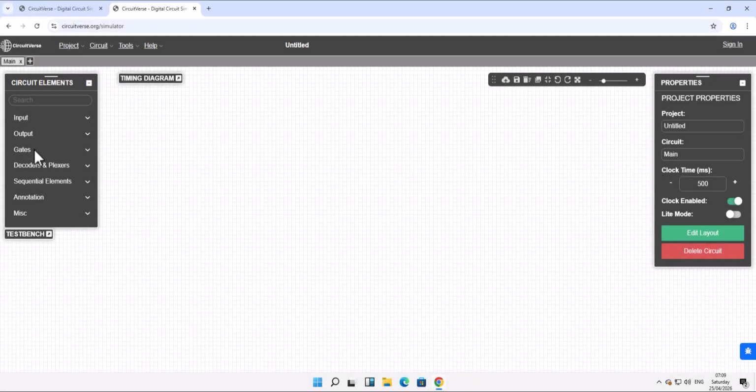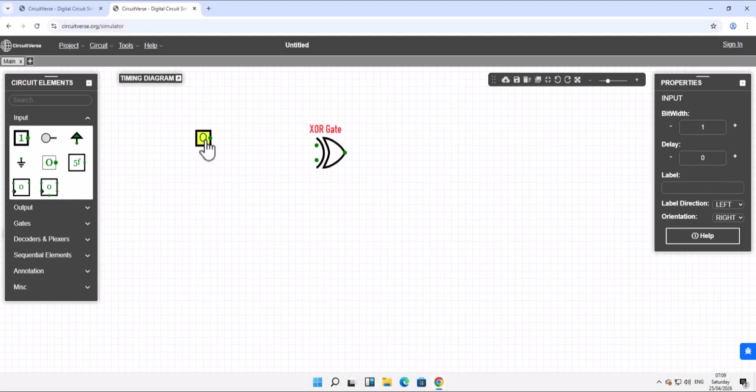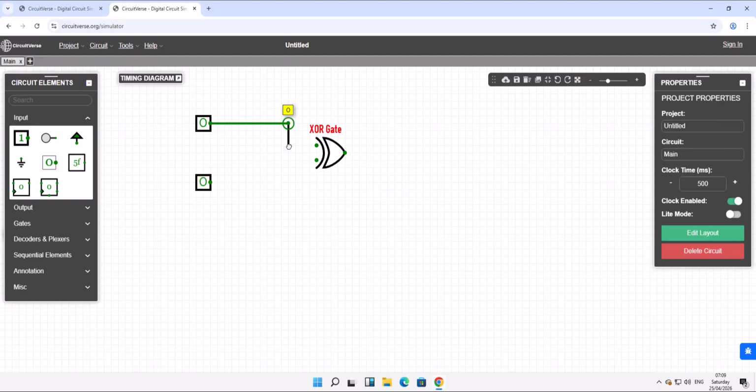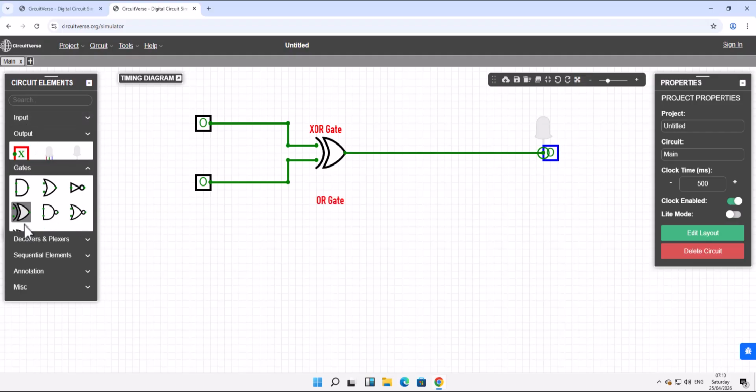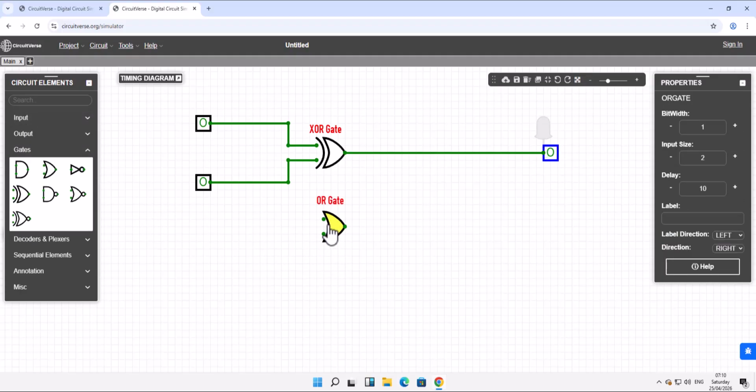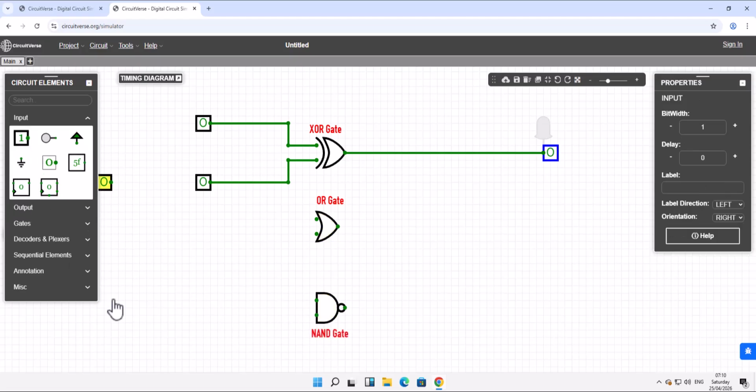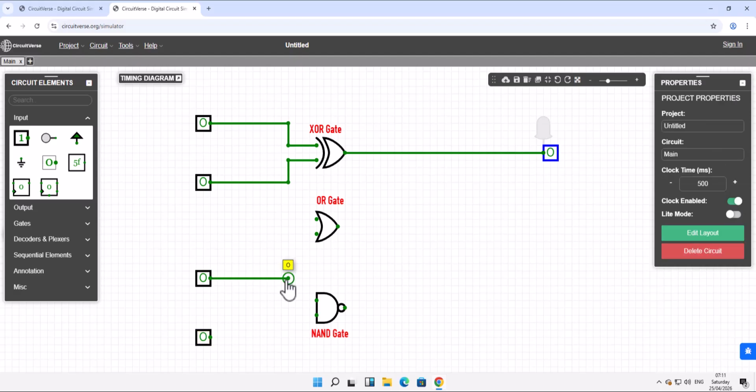The next gate in this series is the XOR gate. Again, this is a combination of three gates: the OR gate, the NAND gate, and the AND gate.